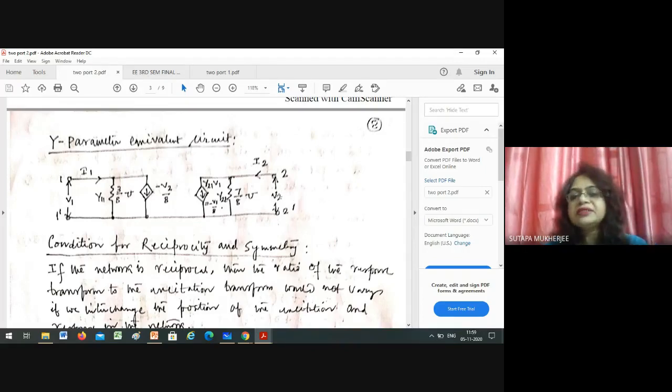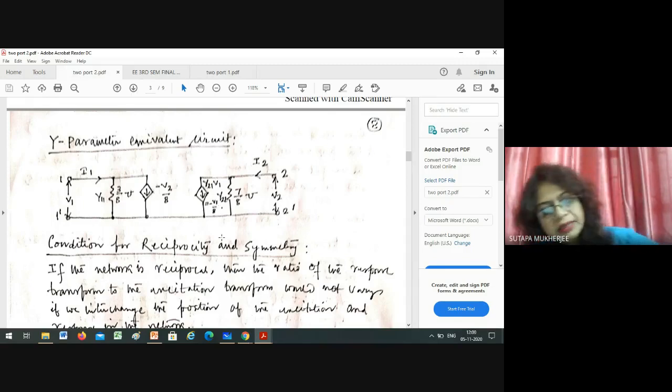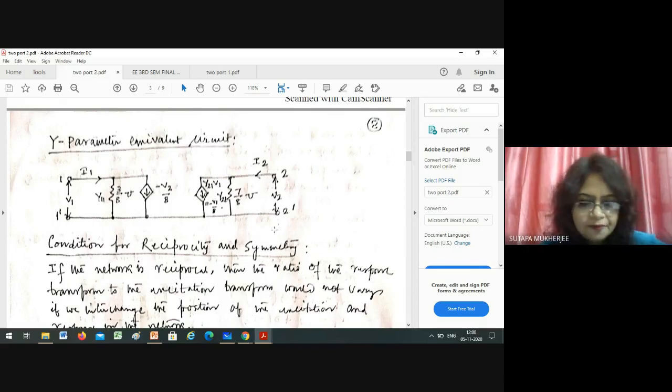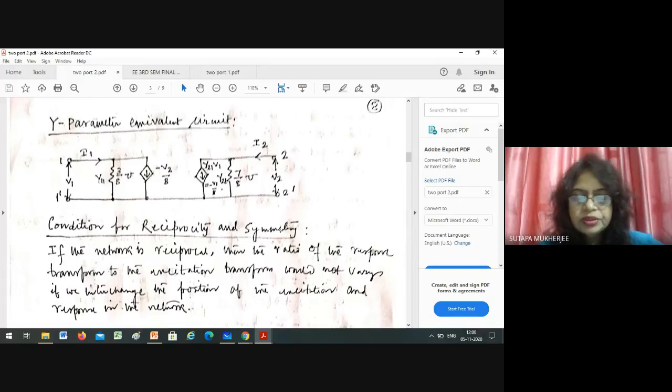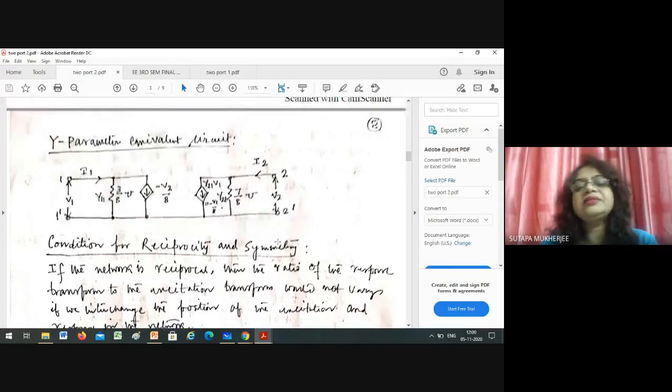So if a circuit is given and I tell you to determine the z parameters, that is impedance parameters, and y parameters, that is admittance parameters, then you will determine the y parameter and z parameter, and you will be able to write the y parameter equivalent circuit and z parameter equivalent circuit with the corresponding values. So z parameter, y parameter, I think it is clear to all of you.